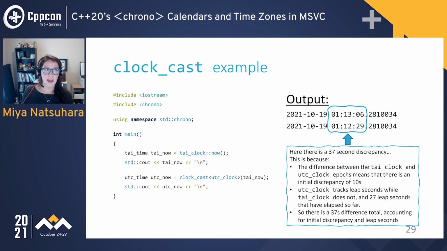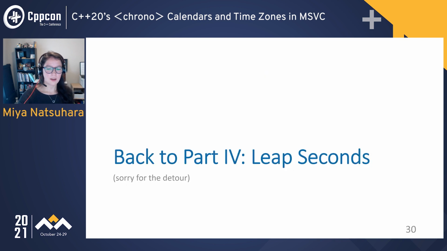So you can already see how clock casting is very, very helpful because it can take all of these things into account. You don't have to go and look up what the epochs are for these individual clocks or what tracks leap seconds or how many have happened. It'll do all of this work for you. This is an example, using both leap seconds and clock cast, to give you an idea of how to start working with these things. Okay, jumping back to leap seconds, I just wanted to take a second to contextualize what was going on.